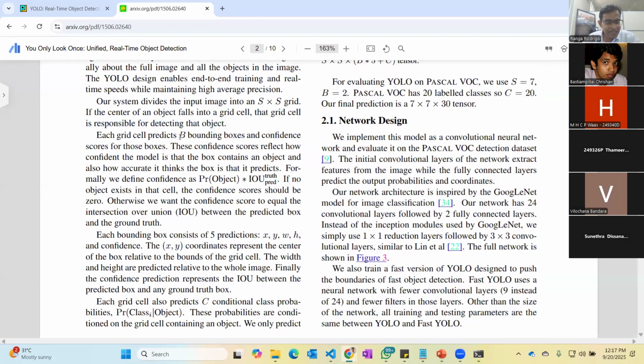Each grid cell predicts B bounding boxes. How many bounding boxes? Usually two. And confidence scores for each of these boxes. These confidence scores reflect how confident the model is that the box contains an object and also how accurate it thinks the box it predicts is.